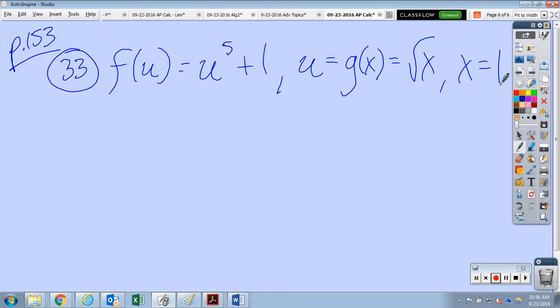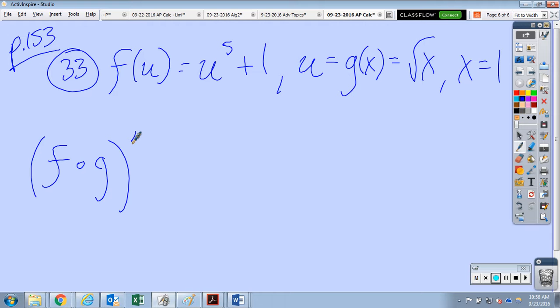Okay, and it says to find the value. It wants us to find. Let's make sure we're comfortable with this notation that we may have learned last year or last semester. Then G of X equals 1. So you're finding everything in half. F of G prime.